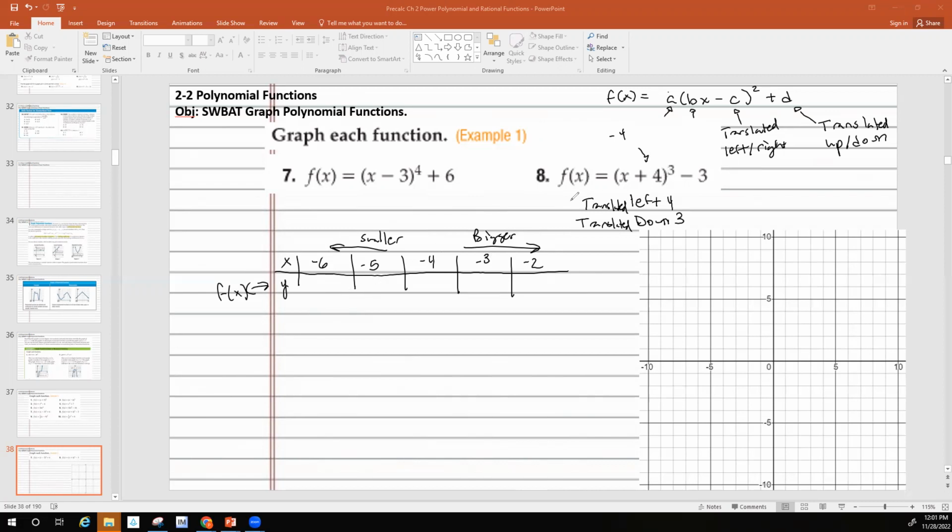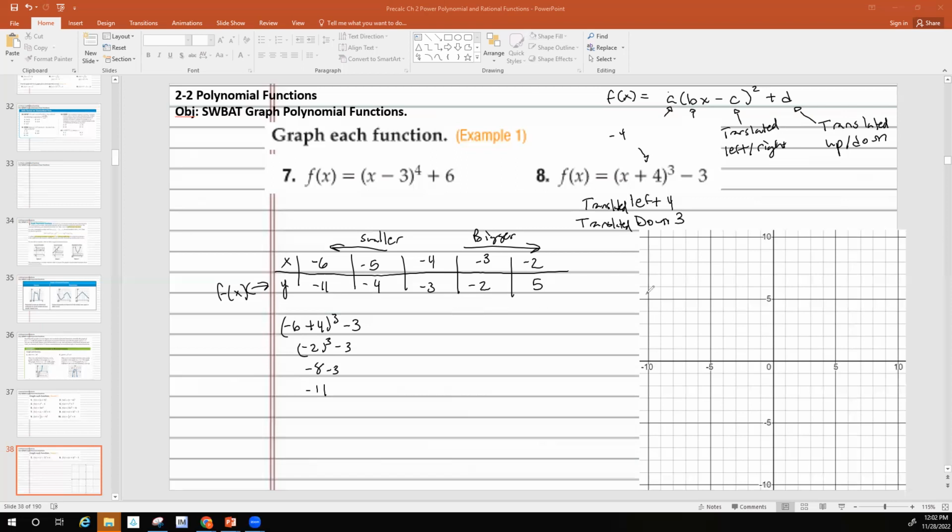And then you just plug these in. So for example, if you put in -6, plus 4, cubed, minus 3: -6 plus 4 is going to give us -2. Cubed is -8. Minus 3 is going to give us -11. So here we have -11. Then you want to do the same thing with the others. You get -11, -4, -3, -2, and 5.